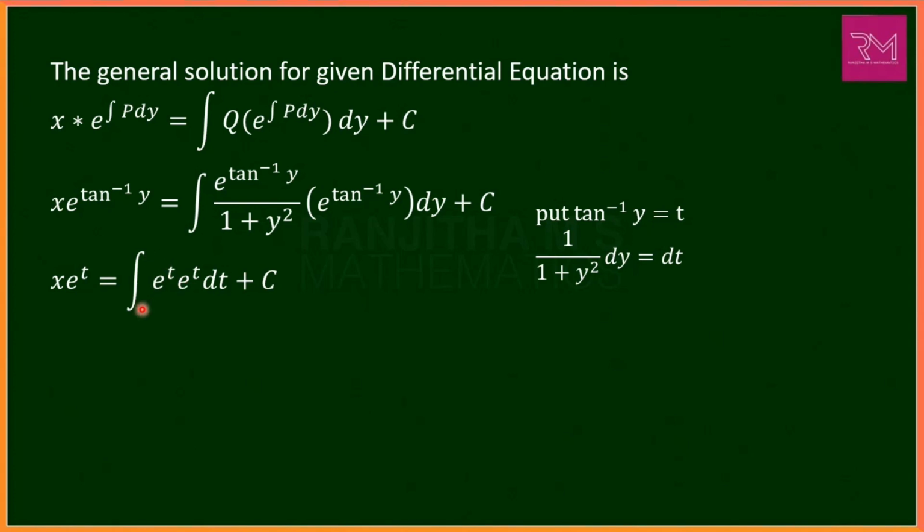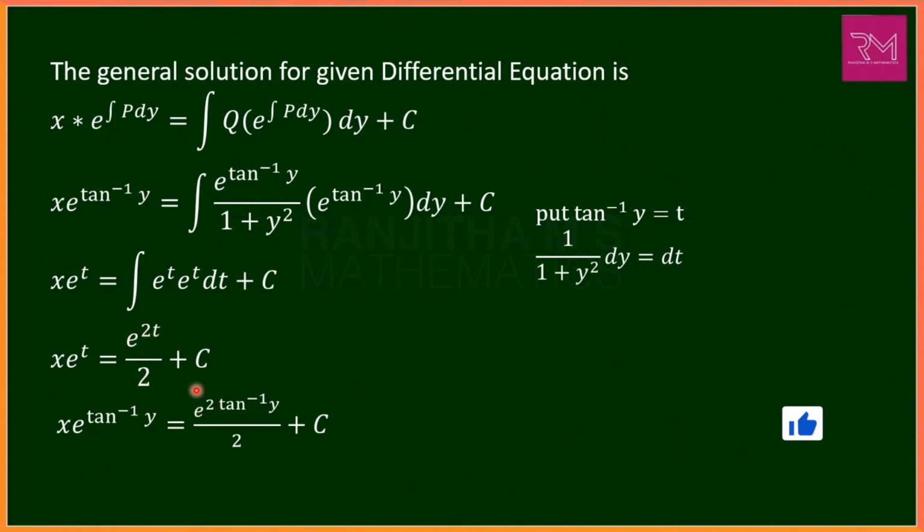Therefore, we know that the integration of e power 2t is e power 2t divided by 2 plus c. Substitute the t value as tan inverse y. Again we get x into e power tan inverse y, which is equal to e power 2 tan inverse y divided by 2 plus c. This completes the problem. This is the solution for the given differential equation.